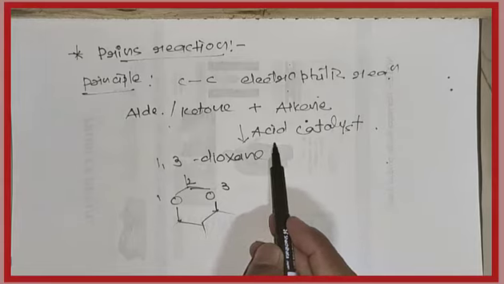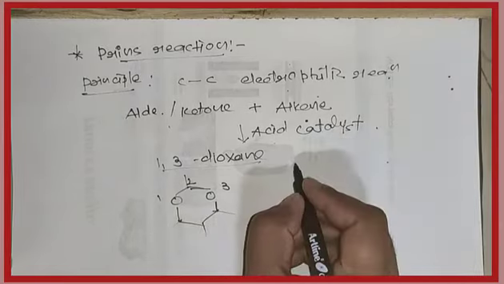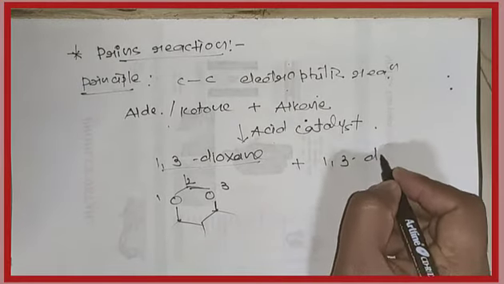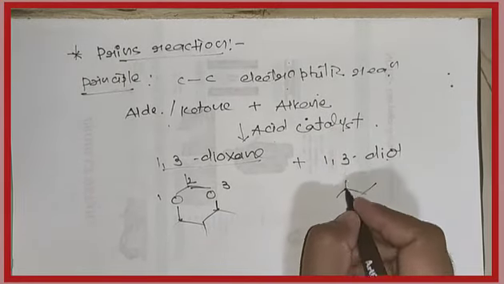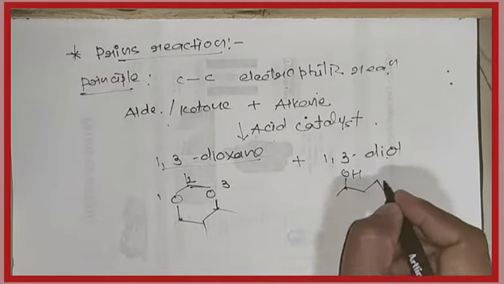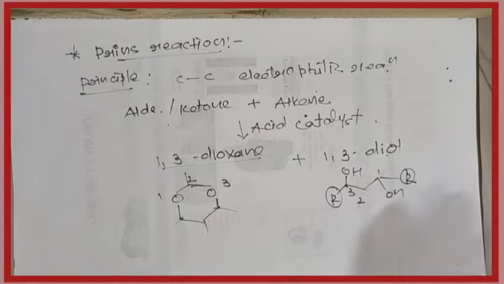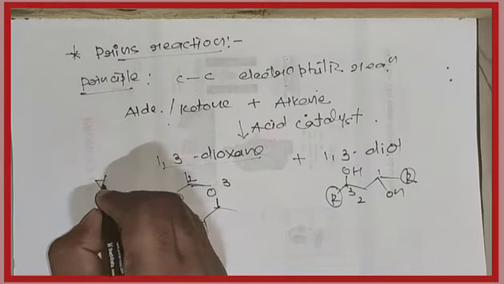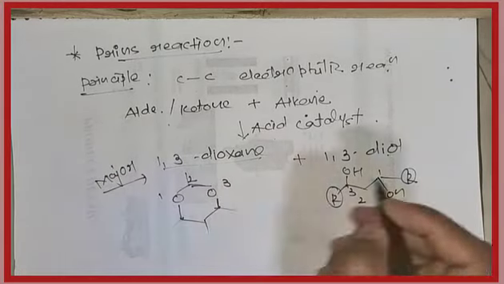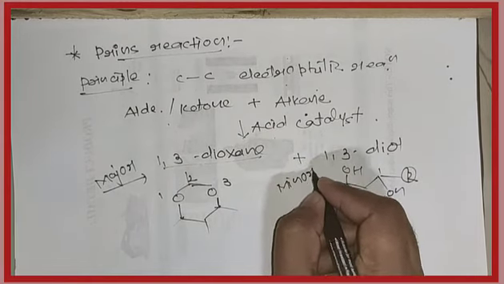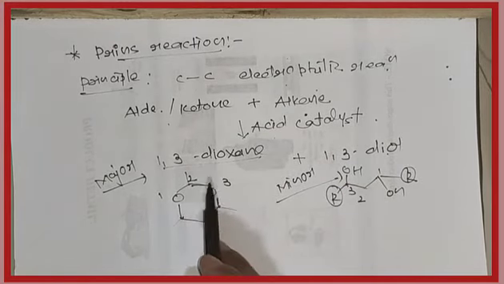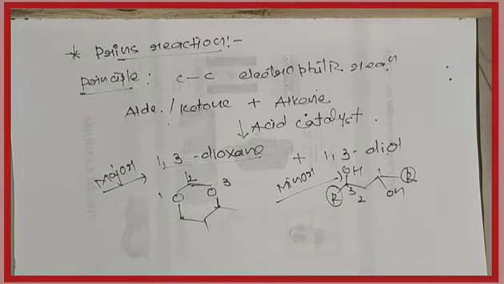So two products are possible. One is 1,3-dioxane and the second one is 1,3-diol. For example, here is OH and here is OH, positions 1, 2, 3. Here there may be R, and here there may be R. So two products are possible, 1,3-dioxane and 1,3-diol. Out of these two products, the dioxane is the major product and the diol is the minor product. So 1,3-dioxane type material is the major product in the Prins reaction, and 1,3-diol type material is minor.